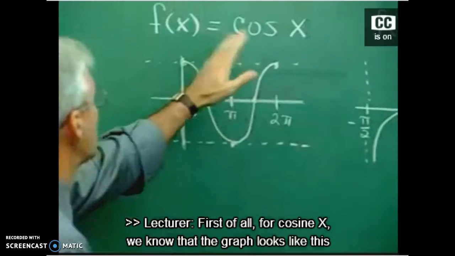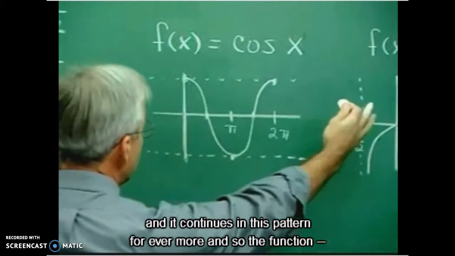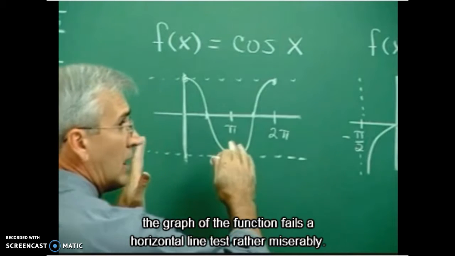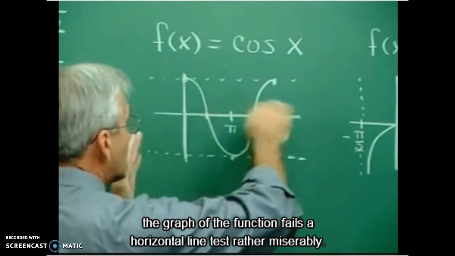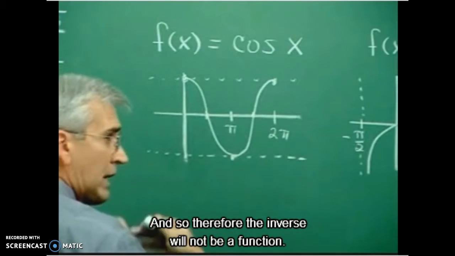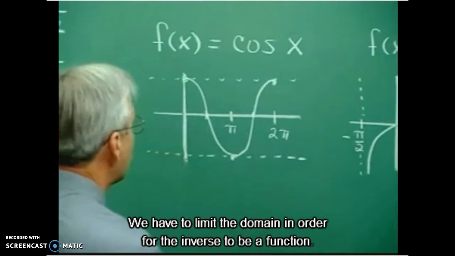First of all, for cosine x, we know that the graph looks like this, and it continues in this pattern forevermore. And so the graph of the function fails a horizontal line test rather miserably, and therefore the inverse will not be a function. We have to limit the domain in order for the inverse to be a function.